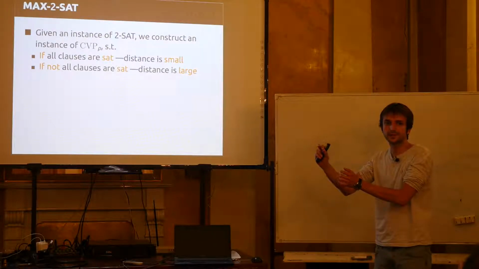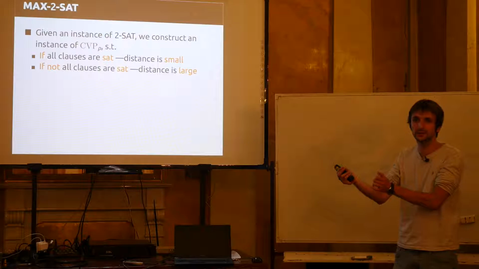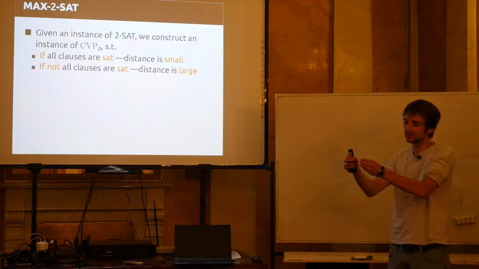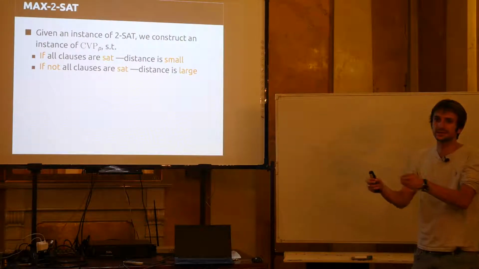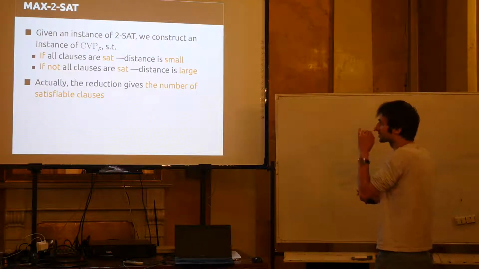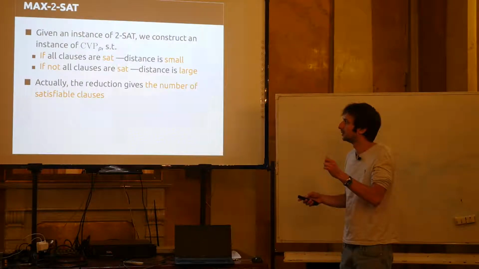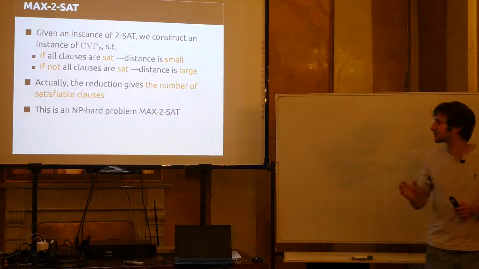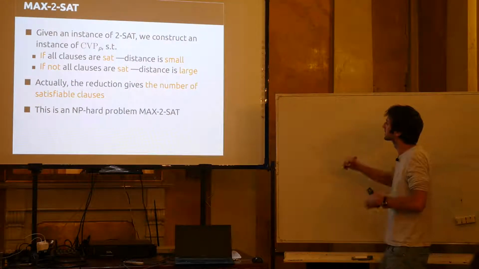Once I see the distance to the lattice, I can understand what the maximal number of clauses you can satisfy is. If you satisfy all of them, you're very close to my lattice. If you satisfy many of them, you're still somewhat close. So just looking at the distance, I can understand how many clauses you satisfy. So this reduction actually gives me the maximum number of satisfiable clauses, which is already an NP-hard problem. This problem is called Max 2-SAT. Let me explain what this is.